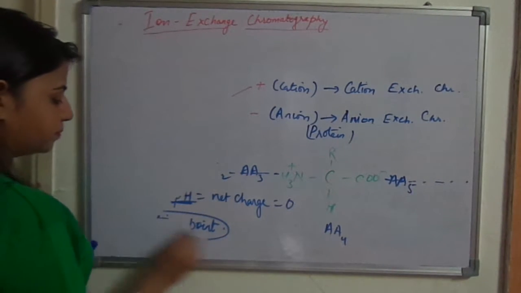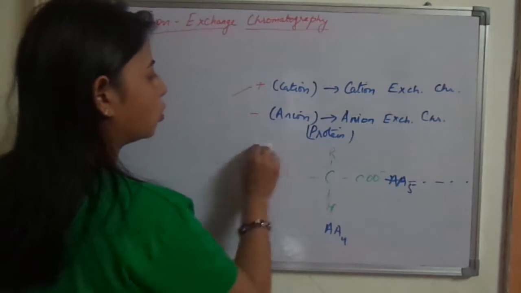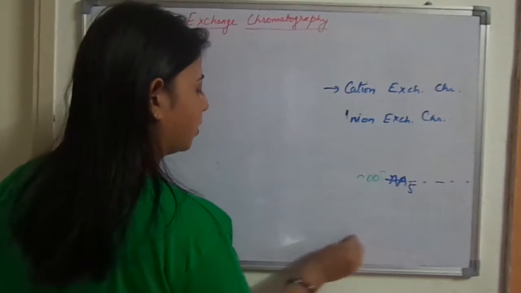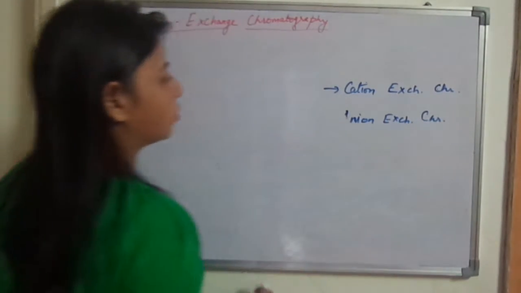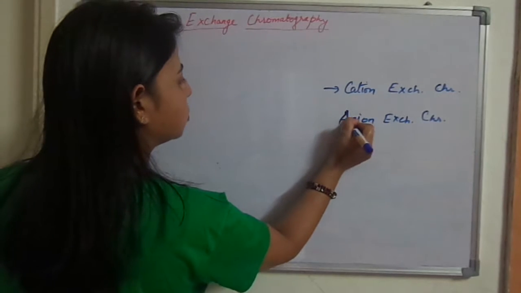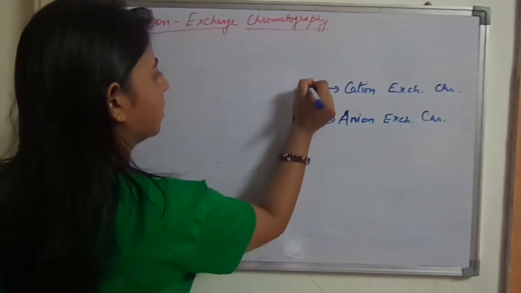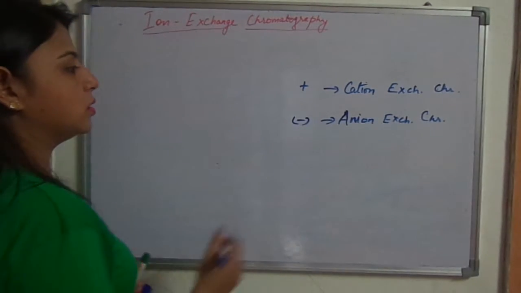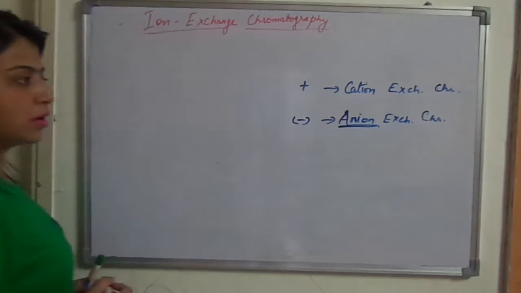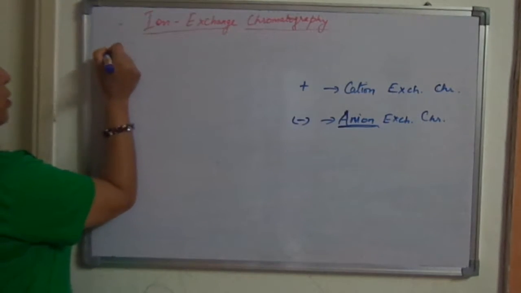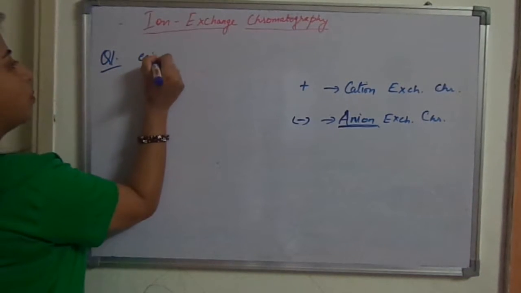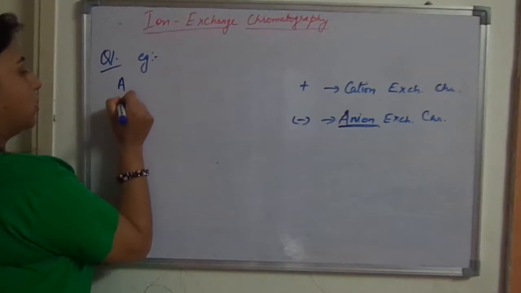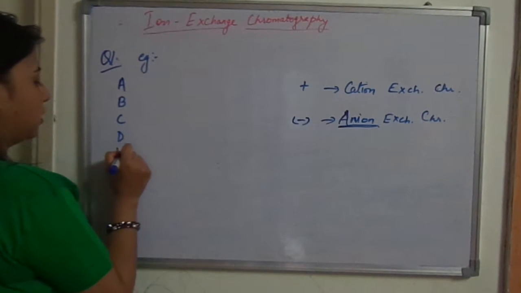See, I said that there are two types of ion exchange chromatography. One is cation exchange chromatography and the second one is anion exchange chromatography. Anion exchange chromatography separates anions and cation exchange chromatography separates cations. So I will start with the anion exchange chromatography. Right? Let us take question number 1. I will take the example of a mixture of proteins A, B, C, D, E.